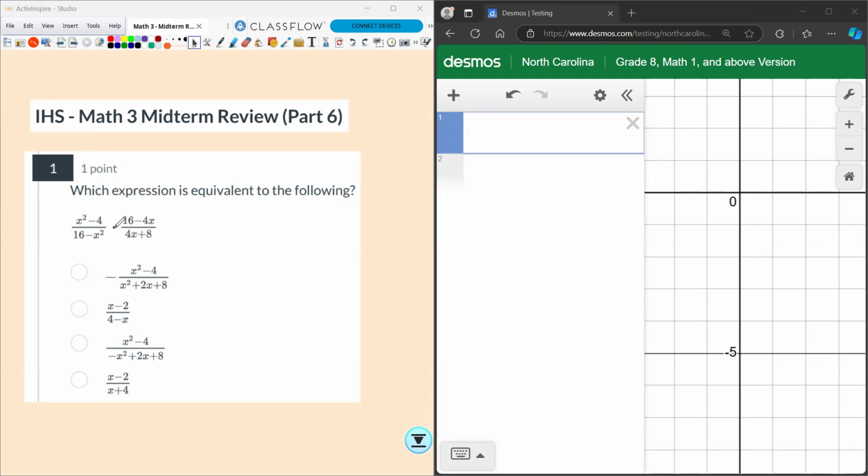So you can see this is a multiplication. The first thing we're going to do is look at both the numerator and denominator and see what we can factor those to. This x squared minus 4 is a difference of squares. We can actually factor that to x plus 2, x minus 2.